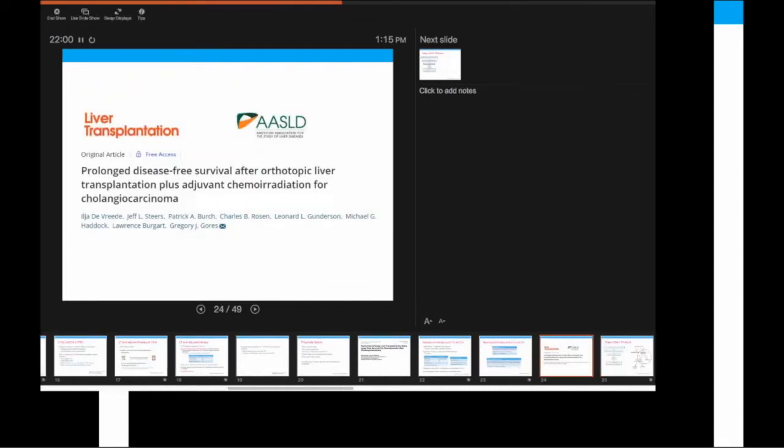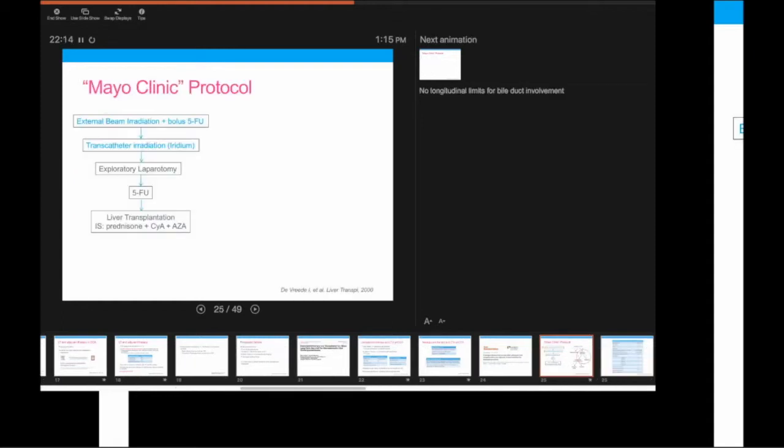So after the University of Nebraska, the protocol was adopted, modified, and adjusted by the Mayo Clinic group. They looked at the prolonged disease-free survival of transplant plus adjuvant chemoradiation. So they adjusted the protocol a little bit and it is considered the Mayo Clinic protocol. They use external beam irradiation with a bolus of 5-FU.